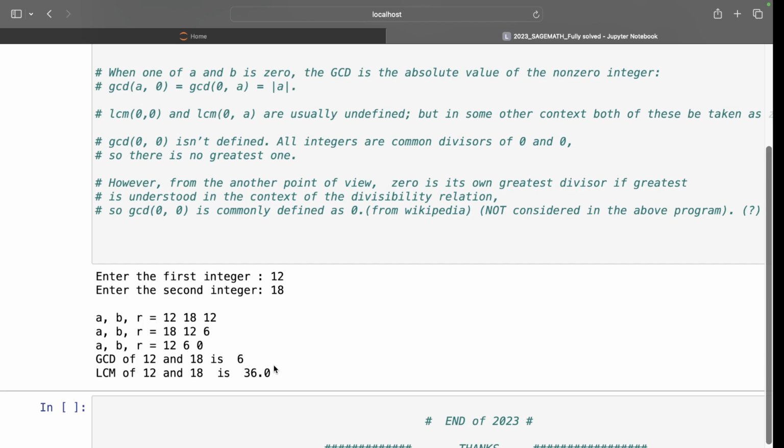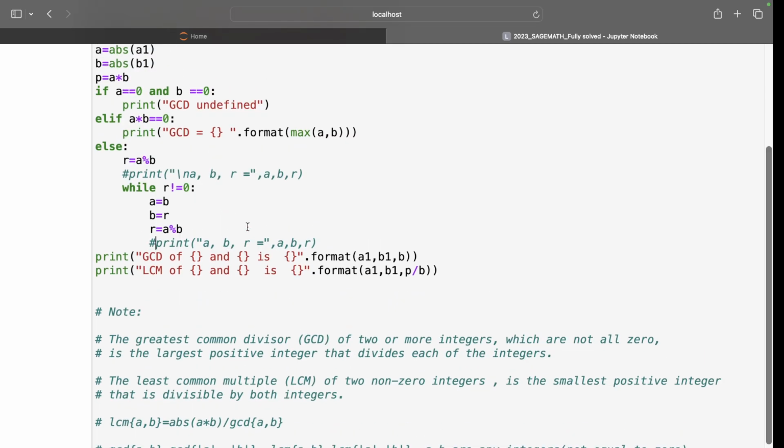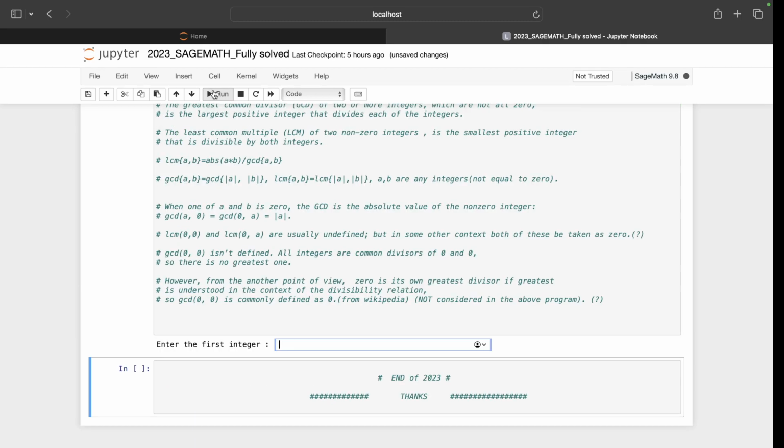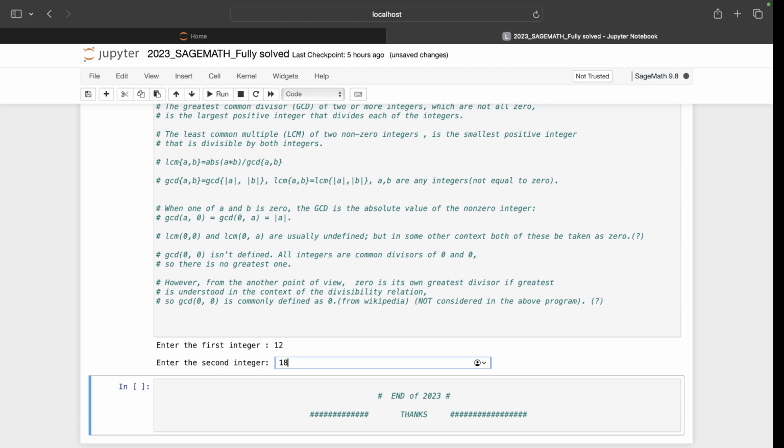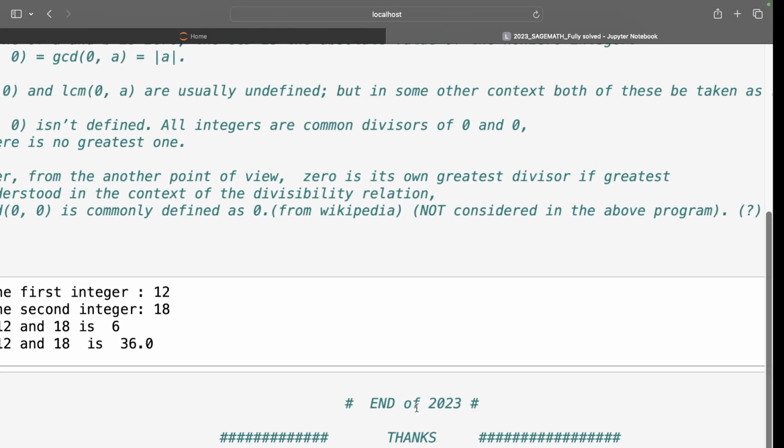Now remove this hashtag, delete this line, a print line, and run this program with 12 and 18. So the GCD of 12 and 18 is 6, and the LCM of 12 and 18 is 36. And this is the end of the Sage question.